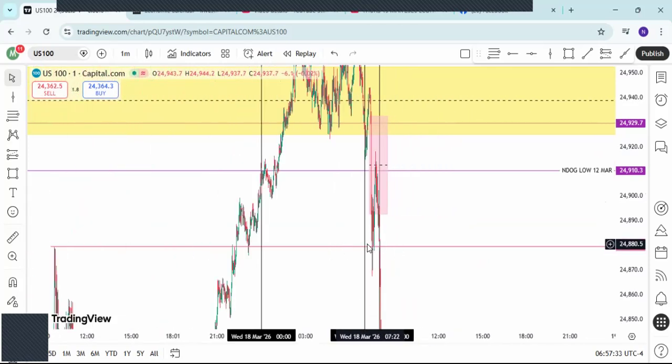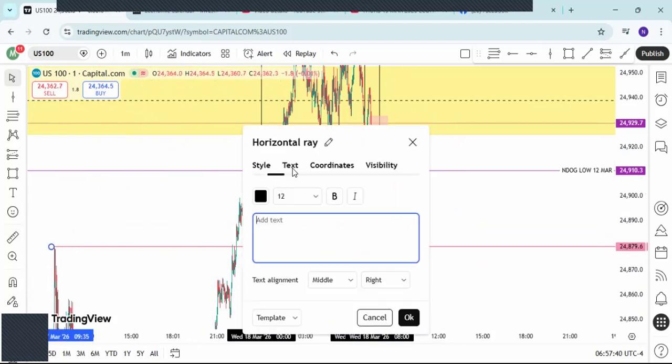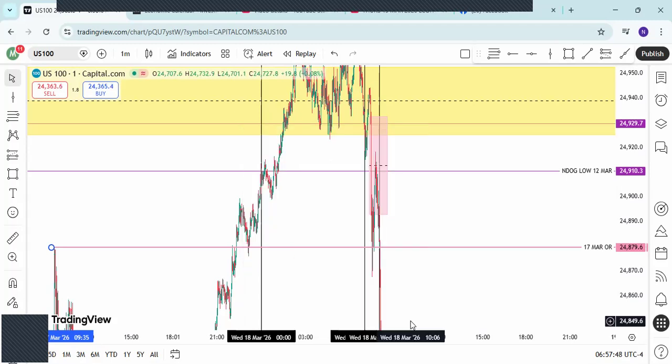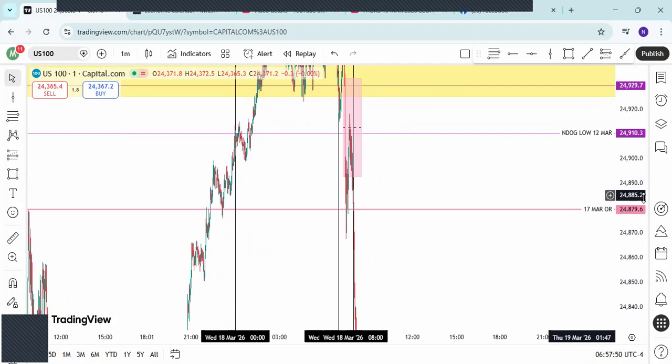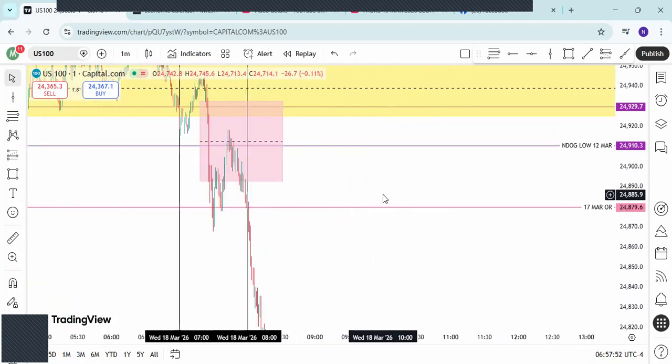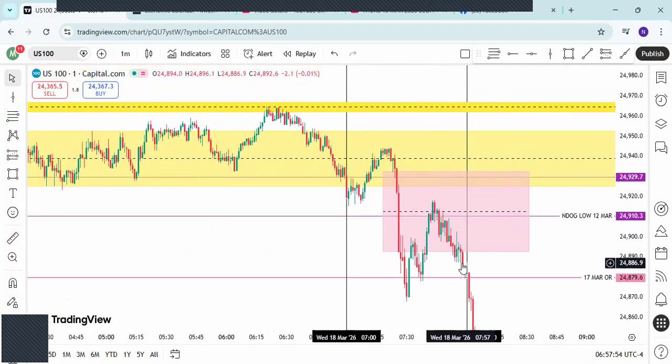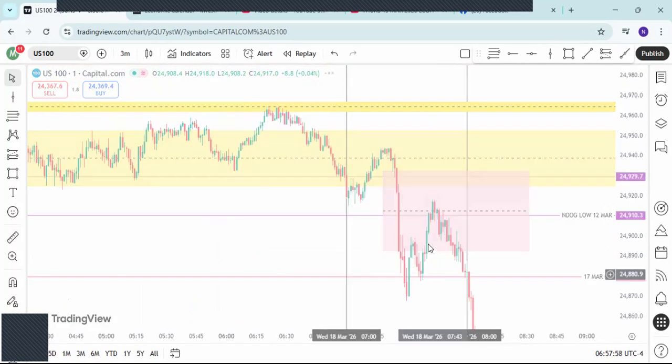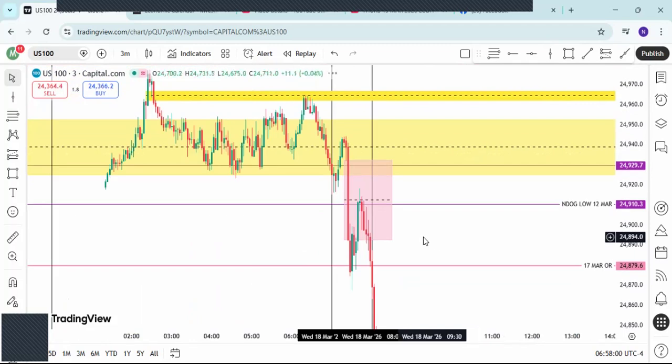Yes, which is an open range. High there for 17 March. Let's do this. 17 OR, open range, right? So let's go in there. Let's see. It uses that there. If you go to the 3-minute time frame, you're gonna see something more beautiful.